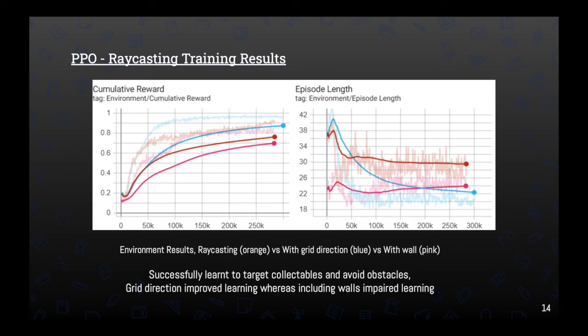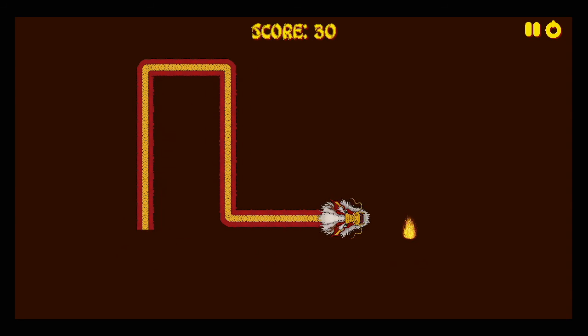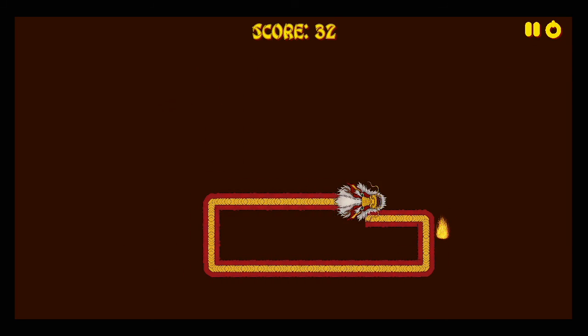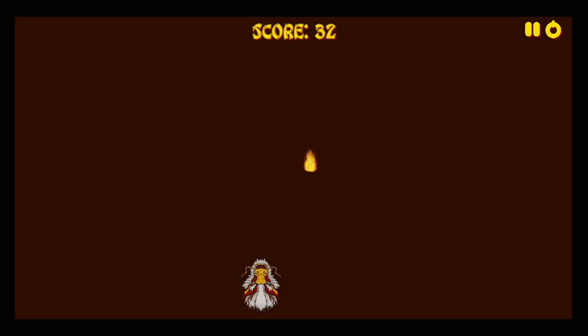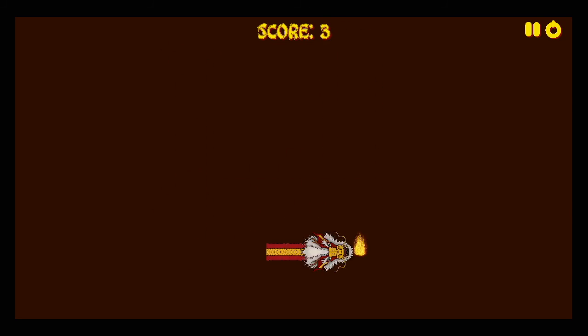The best experiment for raycasting was when grid direction was included in the observations, as can be seen in the 2 graphs. It achieves a higher cumulative reward and an even shorter episode length, indicating shorter paths to the targets. So this is the resulting behavior of being trained with raycasting and grid direction. It is our best trained agent.